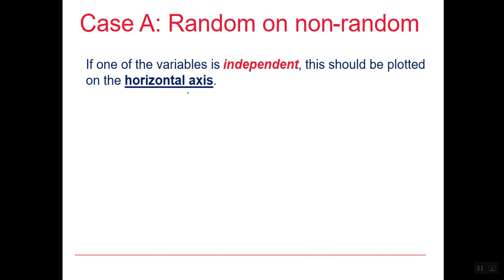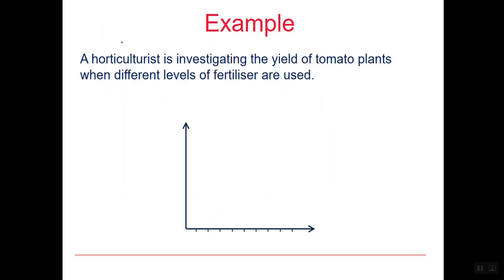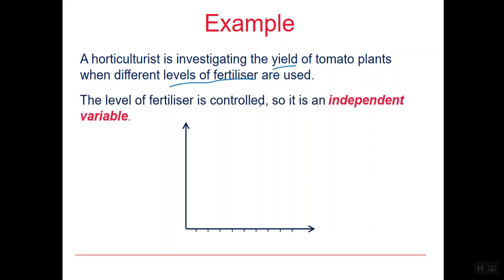Let's look at the first, case A, where we have random on non-random data. If one of the variables is independent or controlled, this should be plotted on the horizontal axis. A horticulturalist is investigating the yield of tomato plants when different levels of fertilizer are used. In this case, levels of fertilizer is controlled, so therefore it is the independent variable and must go on the x-axis.